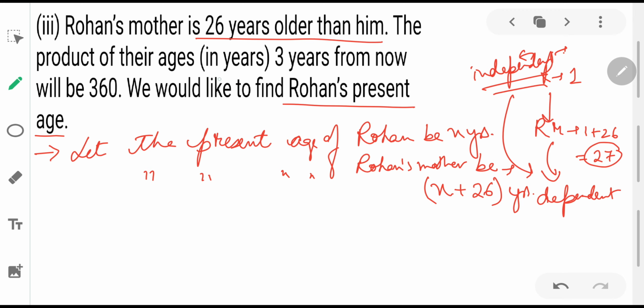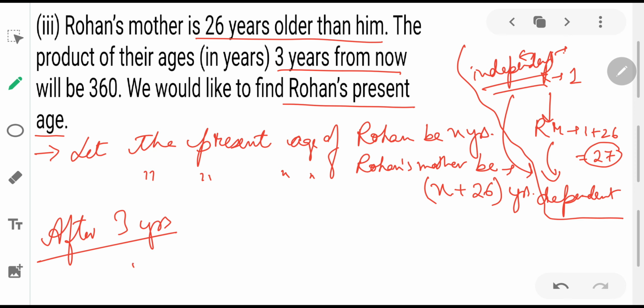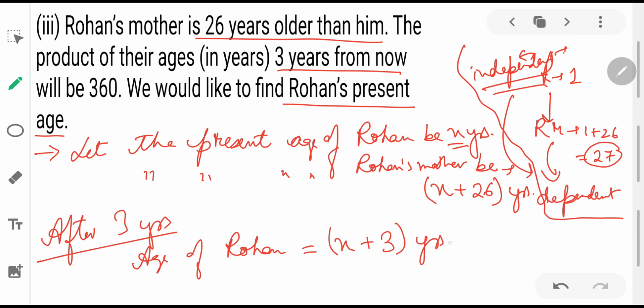Now, the product of their ages 3 years from now. Don't read further. What has been said is 3 years from now. So, we will calculate their ages after 3 years. Now, how to calculate their ages after 3 years? Let us assume your current age is 15 years. What will be your age after 3 years? Your age will be 18. How have you got 18 from 15? By adding 3. So, their ages after 3 years can be found by adding 3 to both their ages. We will write in this format. After 3 years, age of Rohan: now age of Rohan is x years, after 3 years it would be x plus 3 years.